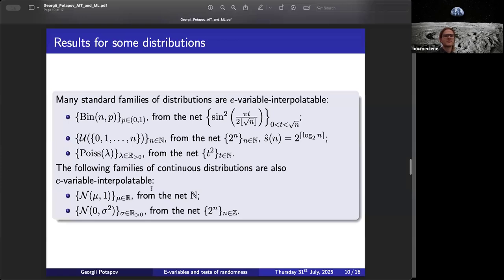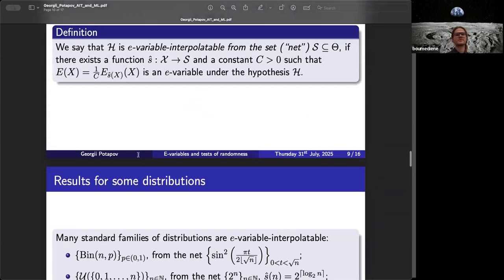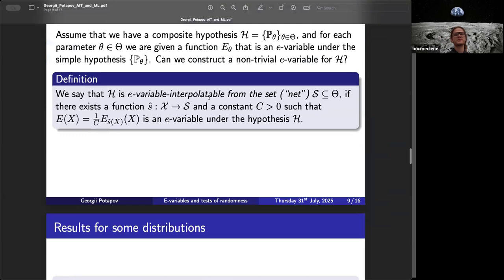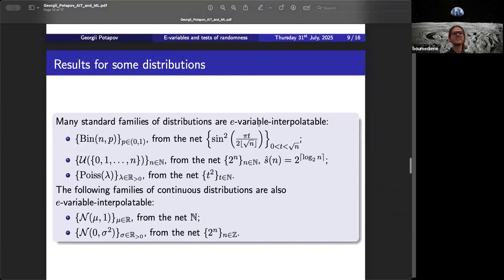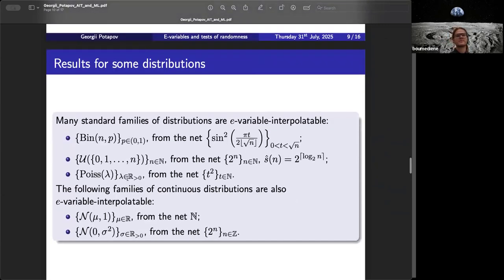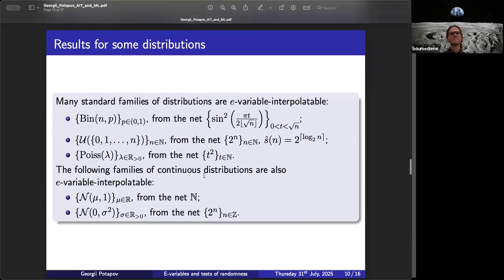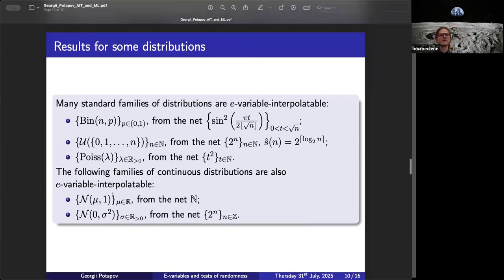So far, we've managed to show this property, which I call e-variable interpolability, for such distributions as binomial distribution, uniform distribution from 0 to n with variate n, Poisson, and normal distribution with one of the parameters fixed.